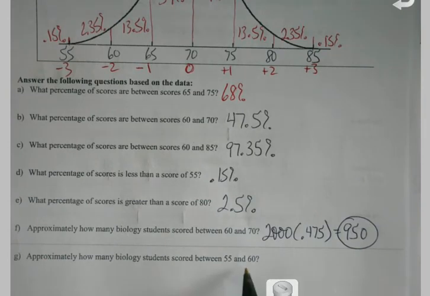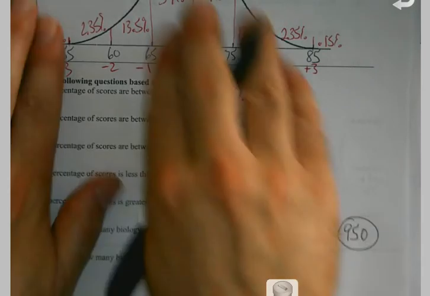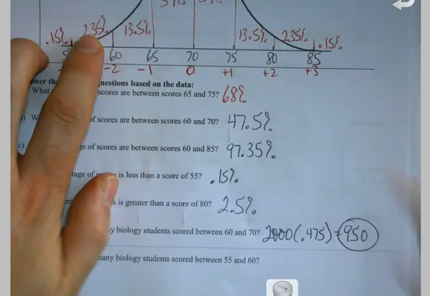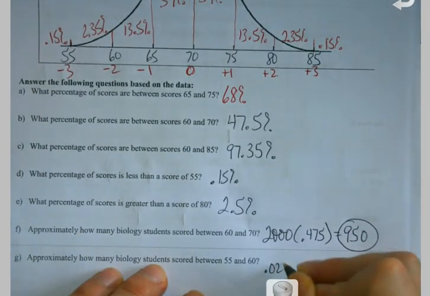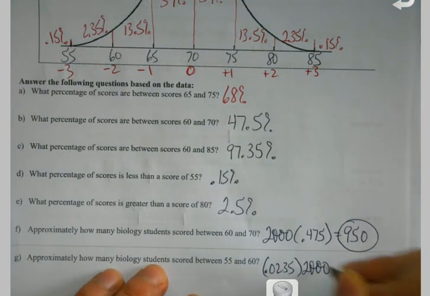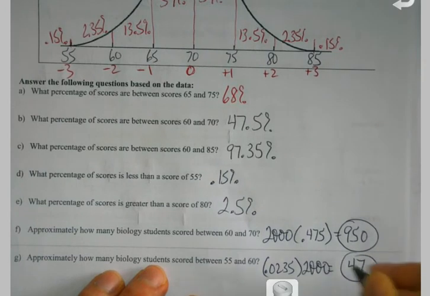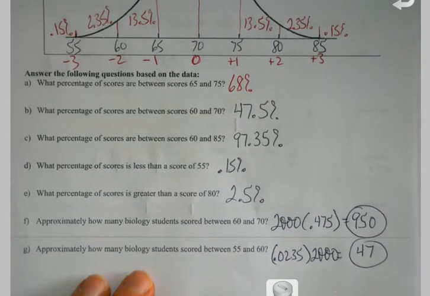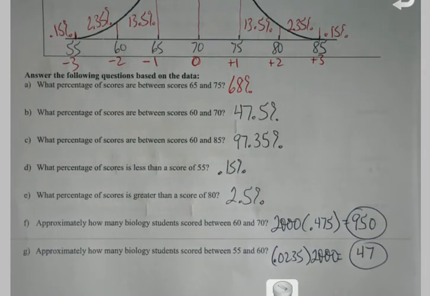And then how many scored between 55 and 60? Again, not very many. Don't forget that 0 in there. I believe you're going to get about 47 if I did my mathematics correctly here. But again, that's some actual applications for us using our empirical rule with our standard deviations.